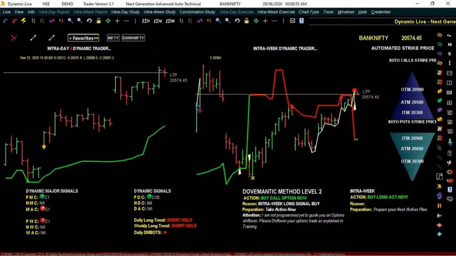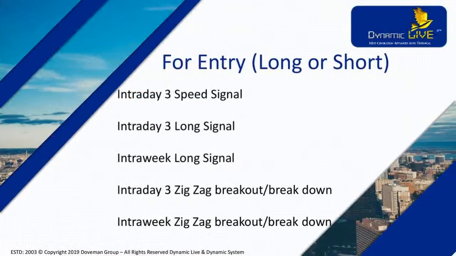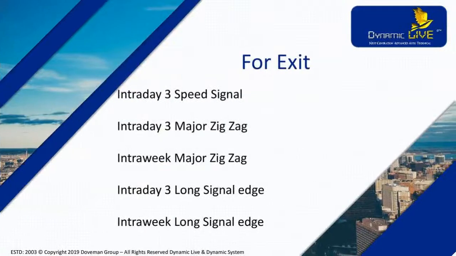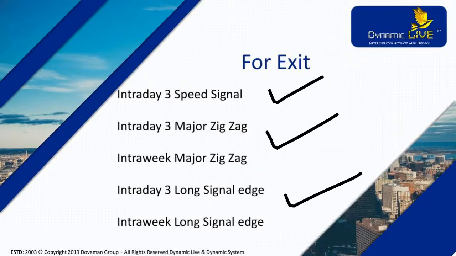And then today, for this action information to give you an entry or an exit, there are some multiple signals at work here. Now, which are these multiple signals? Let's have a look. You can see here the intraday 3 speed signal, the intraday 3 long signal, the intra-week long signal, and so on. Multiple signals are at work. Similarly, for an exit, intraday 3 speed signal, the major zigzag, the long signal edge point.